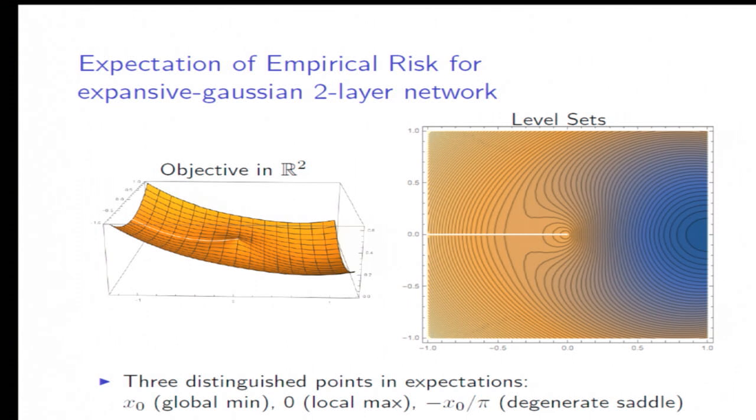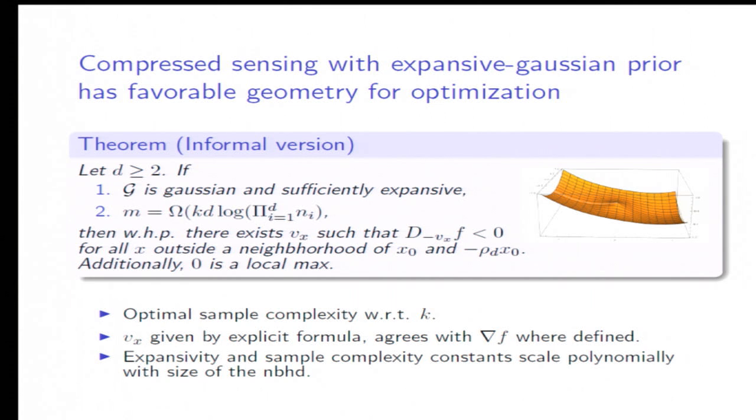But this is precisely the picture, it turns out, that's useful to generalize to the arbitrary setting. So the high-level informal theorem is basically that this picture is essentially true for the empirical risk itself with high probability. In particular, if the depth is greater than or equal to 2, the generator is Gaussian and expansive, the same assumptions I said before, and the number of measurements is linear in the intrinsic dimension, which is k, linear in the depth, and logarithmic in everything else, then with high probability, there is a direction for every single point in the space such that you can descend along that direction, except for a small neighborhood around the optimal point and around that negative scaling that I talked about. And the point 0 is a local maximum.